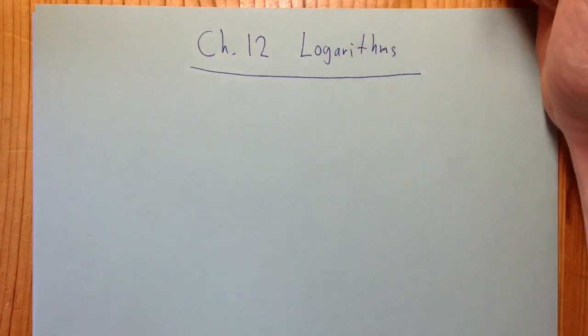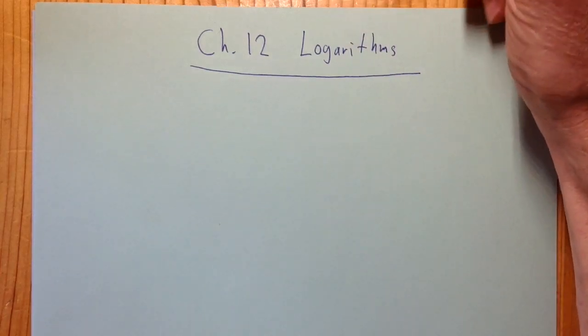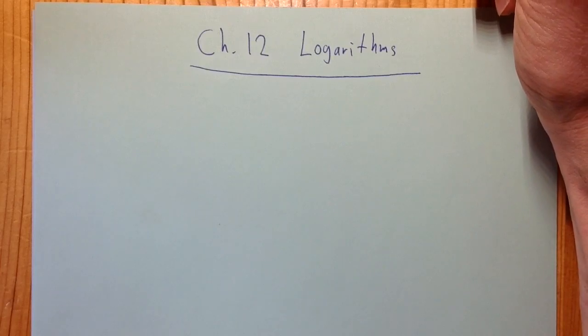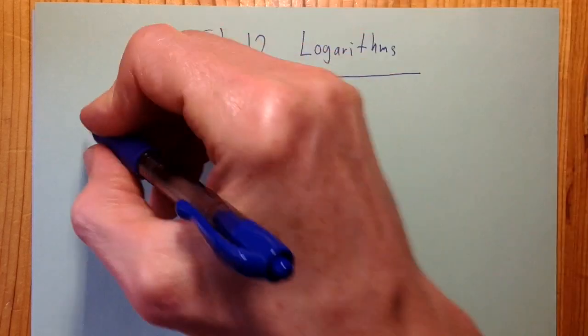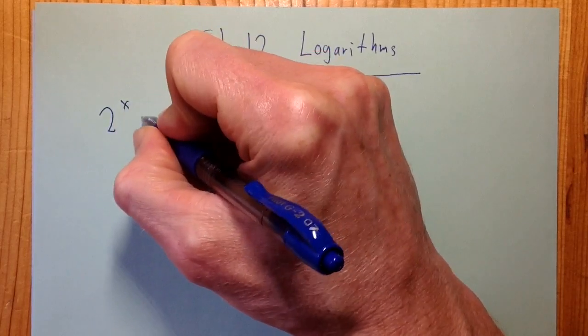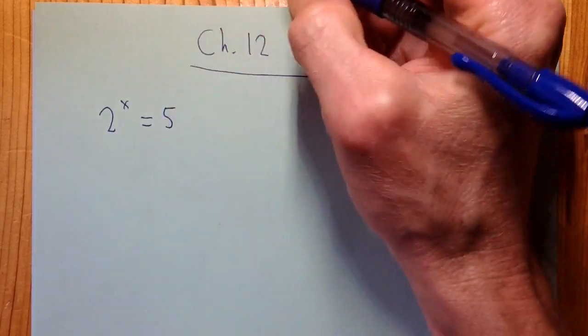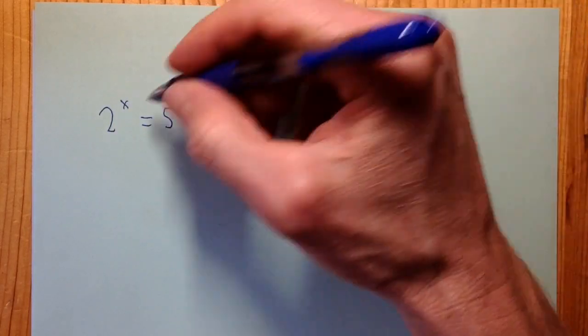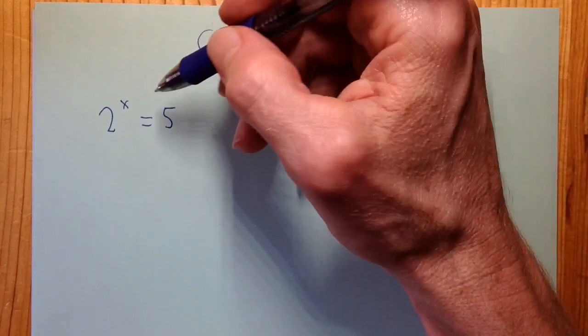Okay, chapter 12 is on logarithms, and logarithms were invented because people needed something to get rid of exponents. So for instance, let's say that we know that 2 to the x is equal to 5, and we want to know what x is. And okay, we can guess.